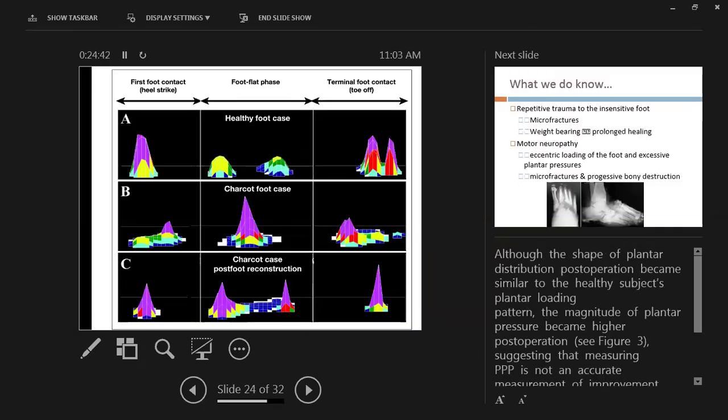This slide talks about the contact pressures of the foot. With Charcot foot, you can see the contact pressure of the foot is much, much higher. So their risk of developing ulcerations is much higher than the average person.